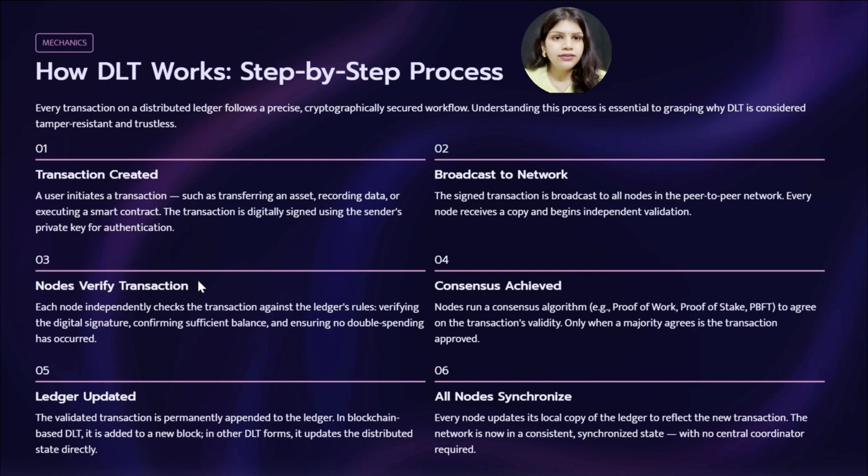Now nodes verify the transaction. They verify the sender address, receiver address, the bank balance and the amount to be sent and everything, and then consensus is achieved. Consensus is like an algorithm that nodes run to validate the transaction. Okay, like proof of work, proof of stake. These are a few consensus algorithm types. We'll know in upcoming videos.